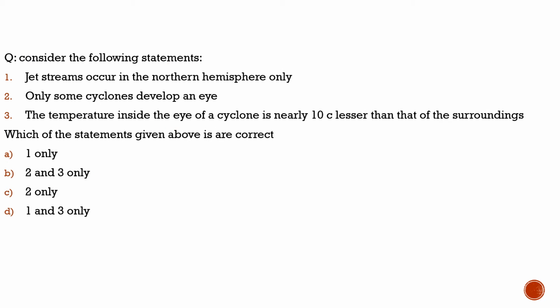This question was asked in physical geography in the year 2020, and let's see what the question was. The question says, consider the following statements. Jet streams occur in the northern hemisphere only. Whenever you have these extreme statements, most of the time those extreme statements are incorrect, but in this question there is a catch. First statement, jet streams occur in the northern hemisphere only. The jet streams, the westerlies, occur in both hemispheres. So if you have the basic knowledge, you can mark it as incorrect.